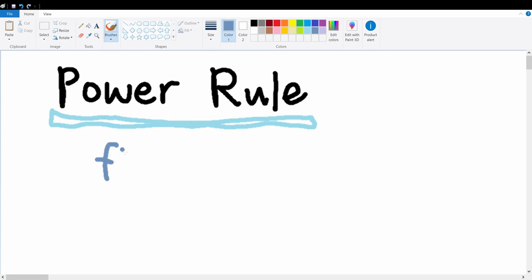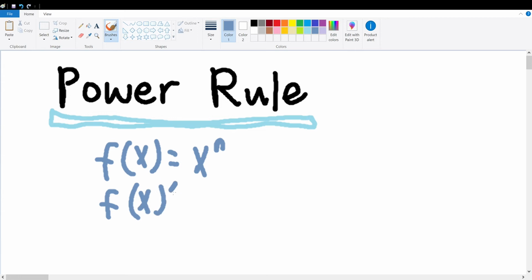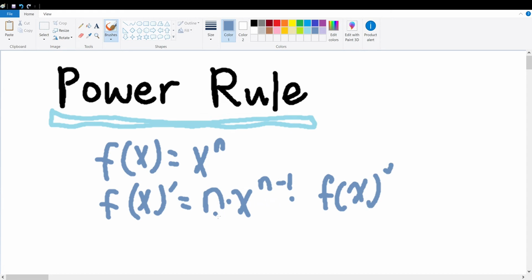So the power rule essentially, let's say a function is x to the nth power, right? Well, the power rule states that the derivative of this function will be n times x to the n minus 1 times f of x derivative. Now, what you do is you take the power, move it up front, subtract 1 for its exponent, and then multiply this by the function's derivative.